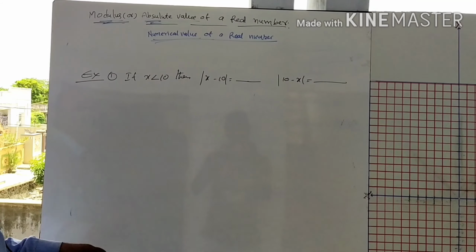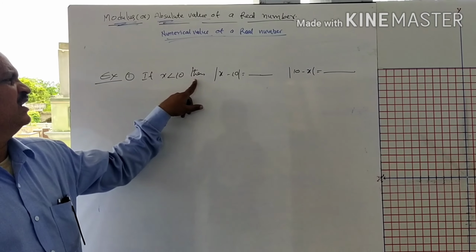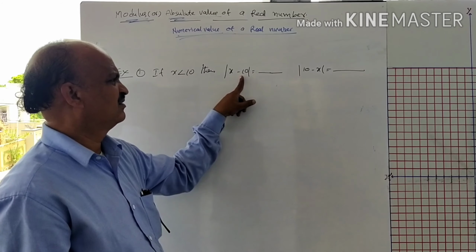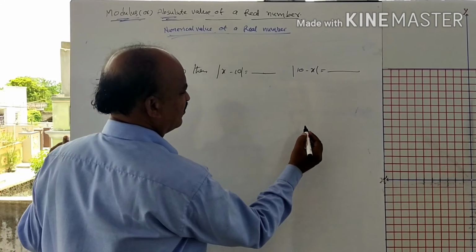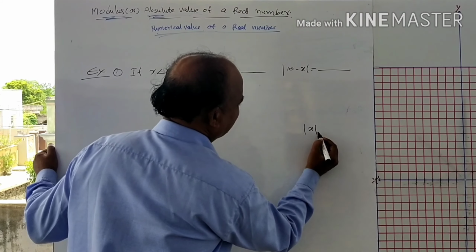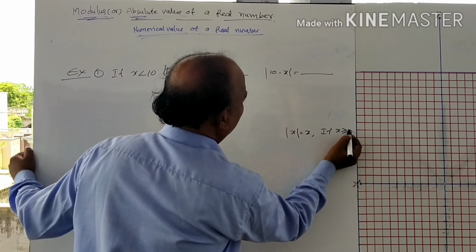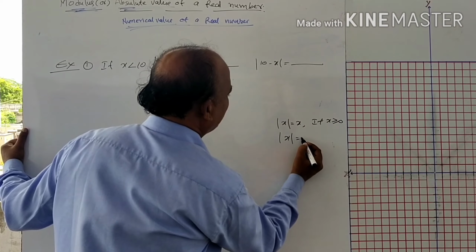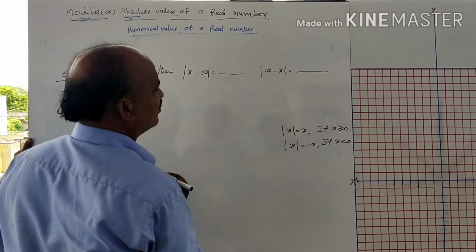Take an example. If x is less than 10, then what is the value of modulus x minus 10, also modulus 10 minus x? We know that modulus x equals x if x is greater than or equal to 0, and modulus x equals minus x if x is less than 0.